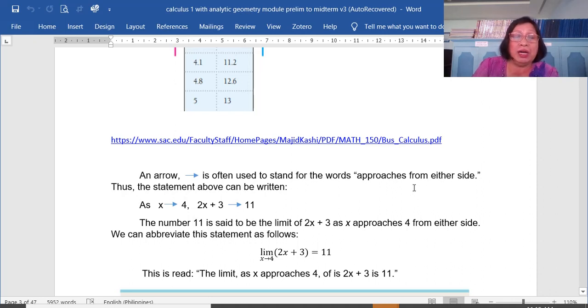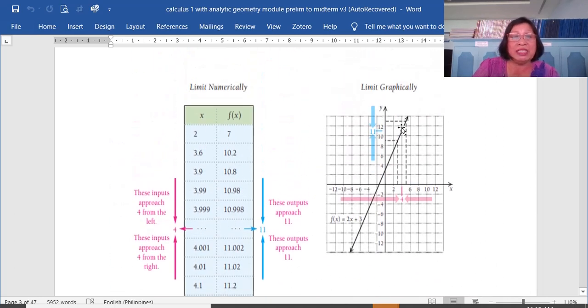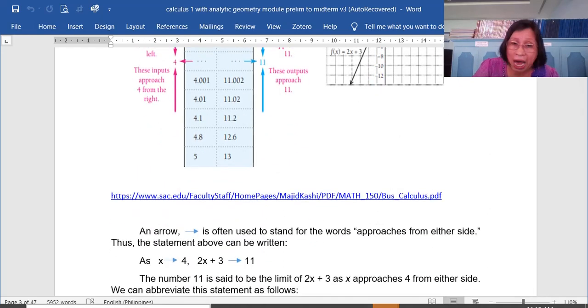So as you see it in the arrow, it is often used to stand for the words approaches from either side, upward or downward. Since we have the arrow, this is unlimited, this is a line, this is extended indefinitely, upward or downward to opposite direction, and therefore it is a line, and it follows a linear function.